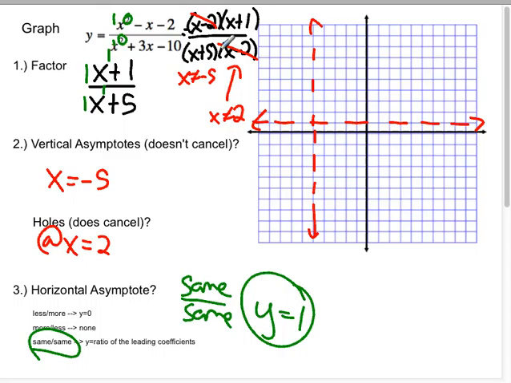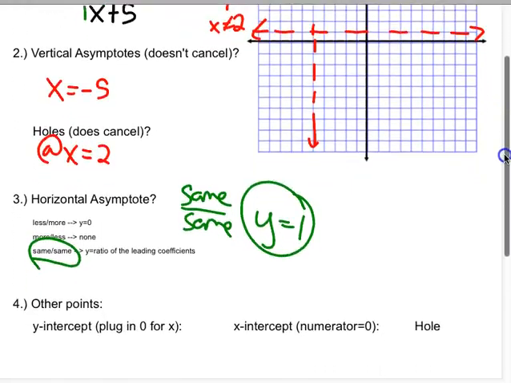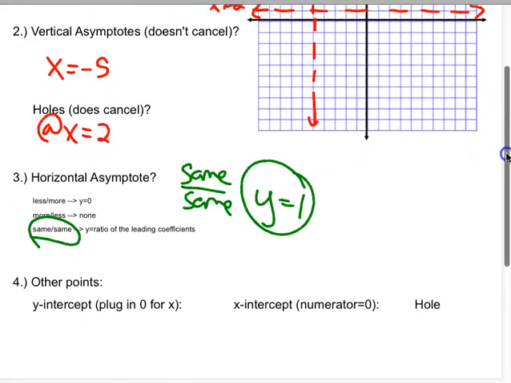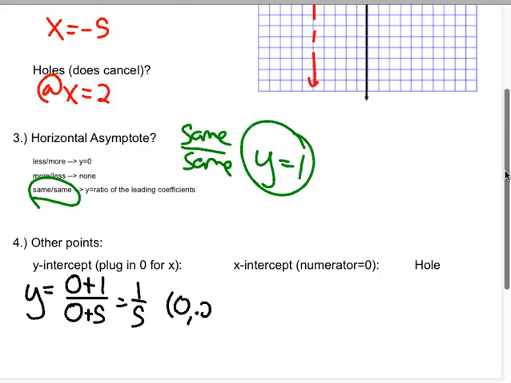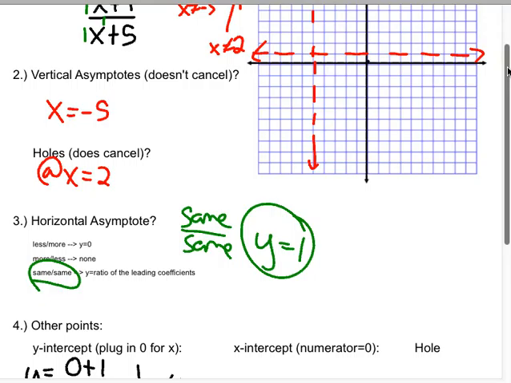So now let's go and talk about the y-intercept and x-intercept. So plug 0 in for x. So here I'm going to do it in the simplified version. Okay, so the 0 plus 1 and the plus 5. Okay, so I'm going to use the reduced formula. So my y-intercept is at 0.2. So that's really, really close to the origin, like really sitting right there.